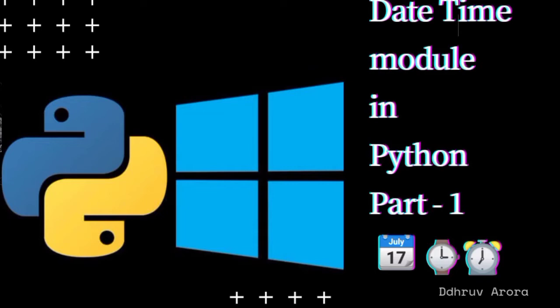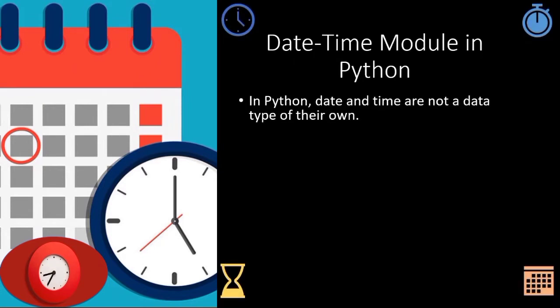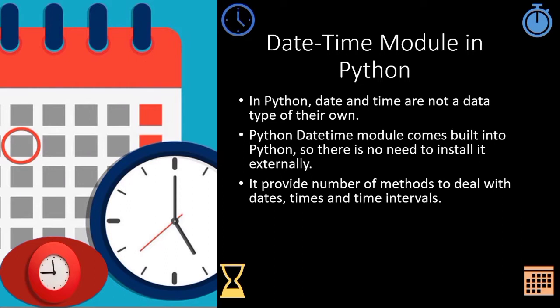So hello guys, let's continue again. Let's understand the datetime module in Python. In Python, we know that by default date and time are not a data type, and if we want to manipulate them, we have to use the datetime module, which is a built-in module, so we don't need to install it. We can directly import it and start using it. It provides a good number of methods to deal with date, time, and time intervals.